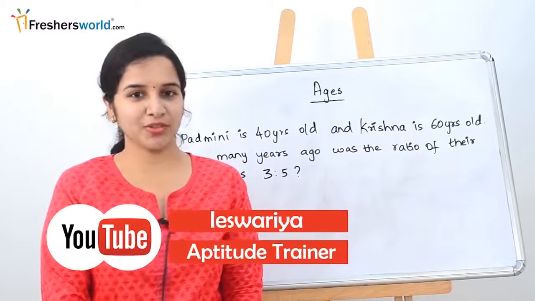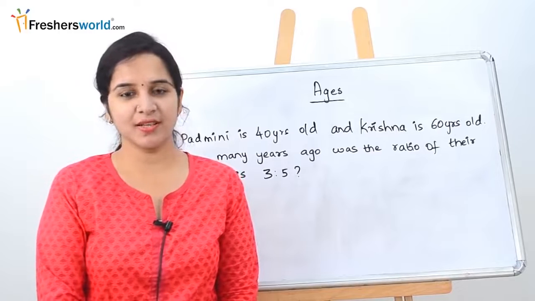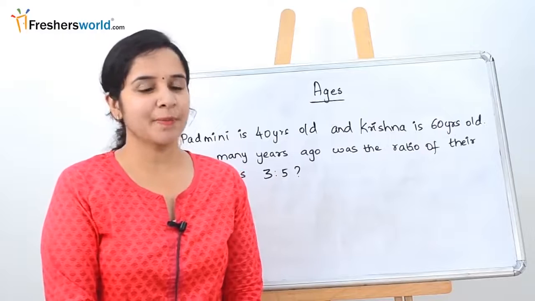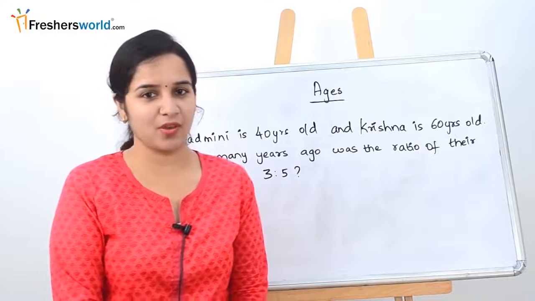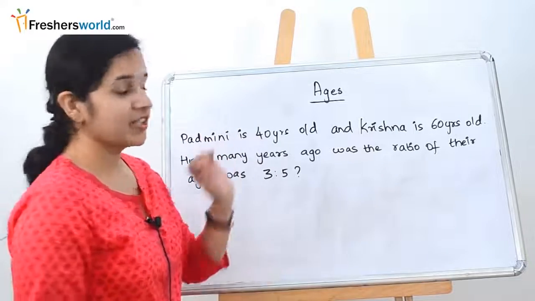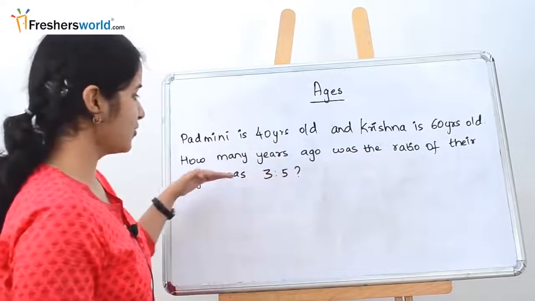The topic that we are going to look at today is part 2 of ages. In part 1 of ages, we discussed the basic concepts in ages as well as simple sums. In part 2, we'll be discussing much tougher problems compared to it and how easily we can solve them. So the first question is: Padmini is 40 years old and Krishna is 60 years old. How many years ago was the ratio of their ages 3:5?